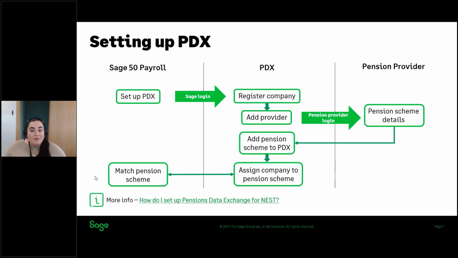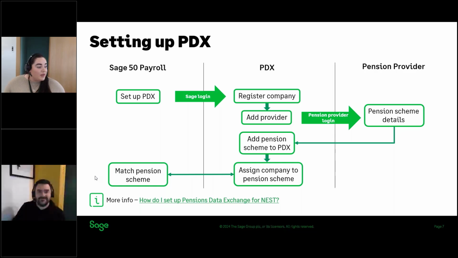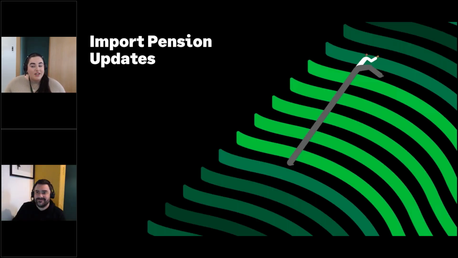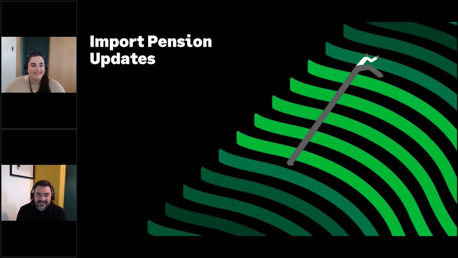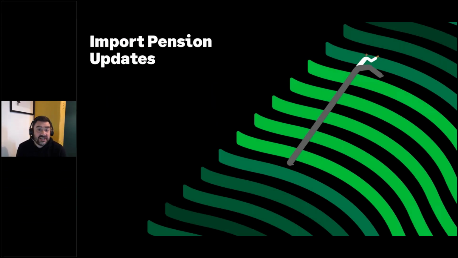It is now time to bring back Duncan, who's going to be going over importing pension updates and the send pension data option as well. So it's over to you, Duncan. Thanks so much, Alice. So that was your setup process. Once it is set up, you can then start using PDX as part of your usual pay run. And there are actually 2 elements to this. There's a step at the start of your pay run that you can complete to import any pension updates from your provider. And then there's the step to actually send the pension data and any enrollment information to them.